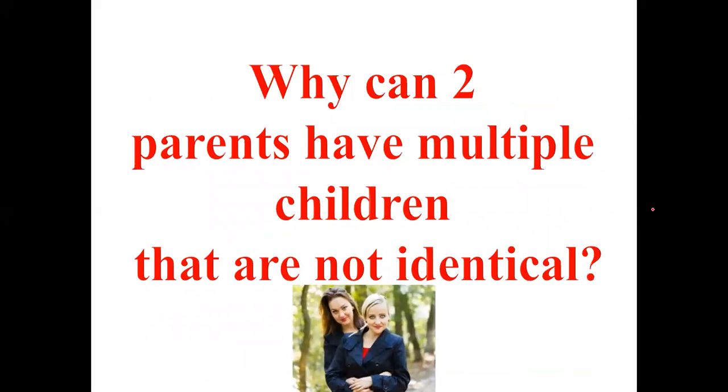Now, one of the questions we want to answer in this lecture is, why can two parents have multiple children that are not identical if they all have the same two parents? Here's a picture of 2 girls that have the same 2 parents, but they're certainly not identical. So how is that? Well, the answer to that question has to do with a process called meiosis. It's a little bit different from mitosis, and we're going to check it out now to see how that one works.